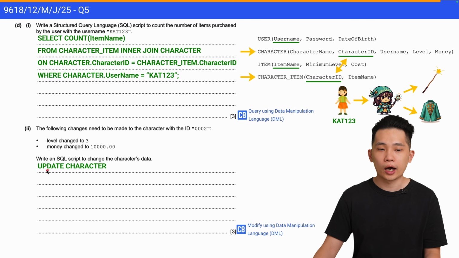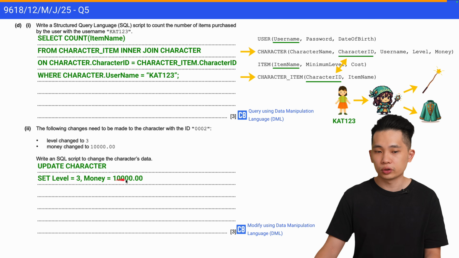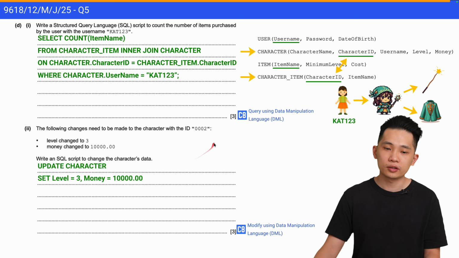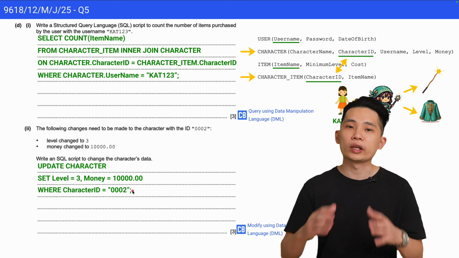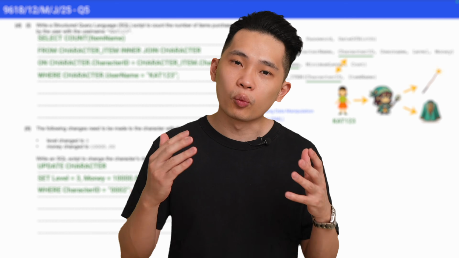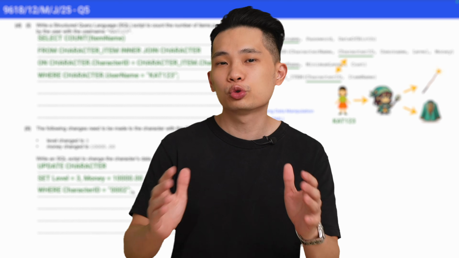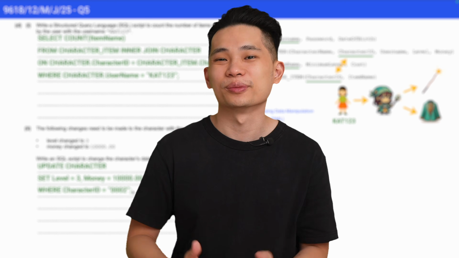So first of all, update character. And next, set level equal to 3, money is equal to 10,000 here. And finally, we do the filtering where character ID is equal to 0002. When it comes to database questions, my students often find it challenging. But once you do some visualization like how I show you throughout this question here, you should be able to come up with the correct solution.